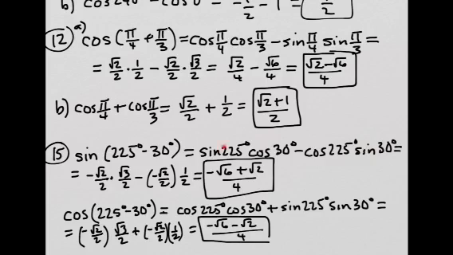Okay, multiply these together, and you get negative radical 6. And notice the denominator for both of them is 4, so I just made one fraction here. Put everything over 4. And then a negative minus a negative is a positive, and radical 2 times 1 is radical 2. And that's the answer for that.